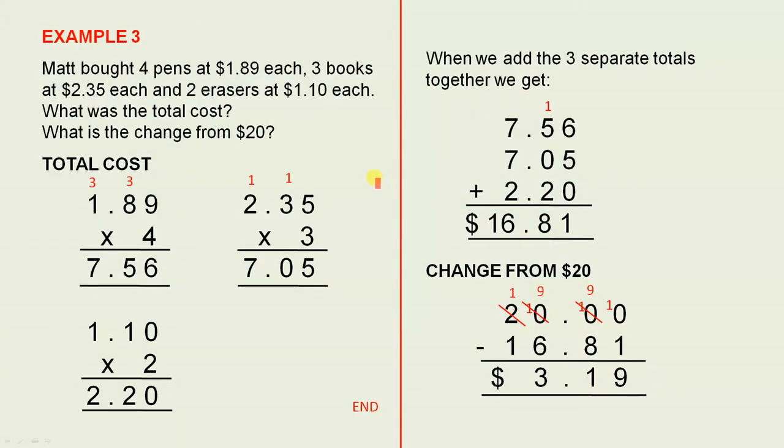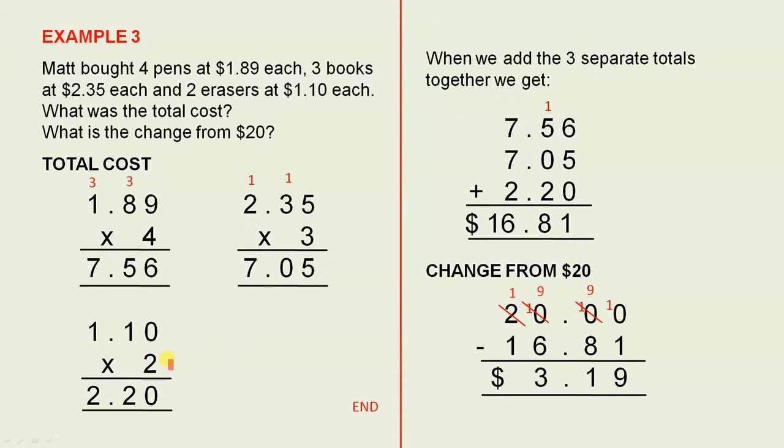Example 3. Matt bought 4 pens at $1.89 each, 3 books at $2.35 each, and 2 erasers at $1.10 each. What was the total cost? What is the change from $20? So we have 4 pens at $1.89, so there's your multiplication, which gives you $7.56 for the pens. We have 3 books at $2.35 each, so there's the multiplication, and that gives you $7.05 for the books.